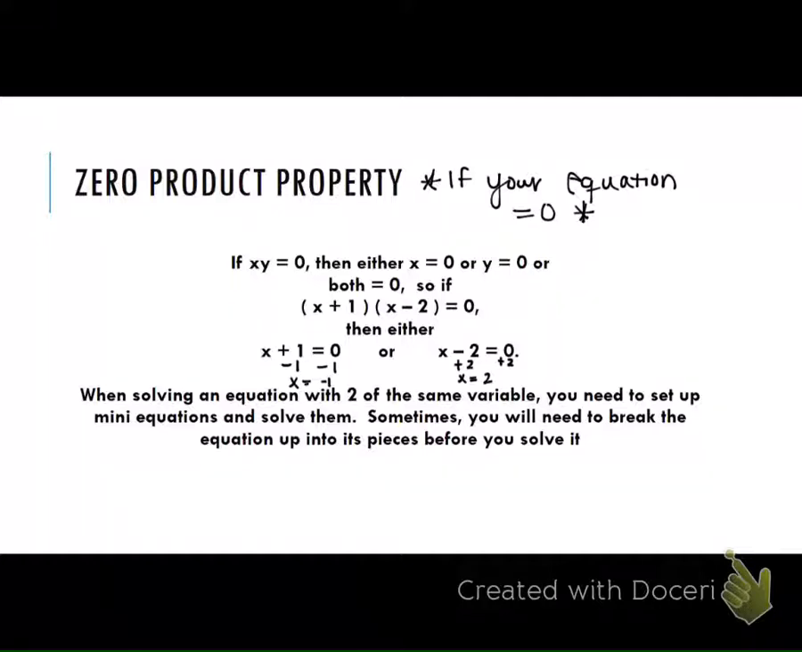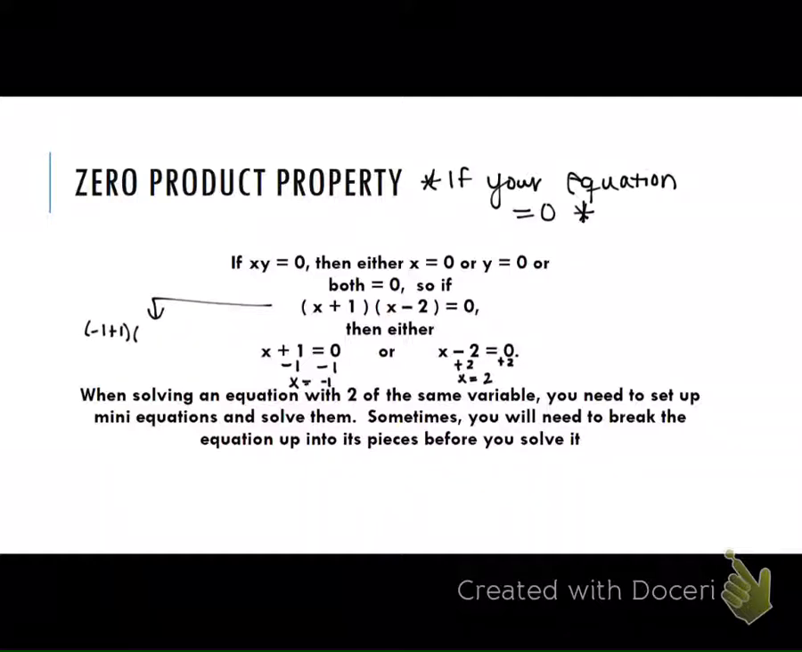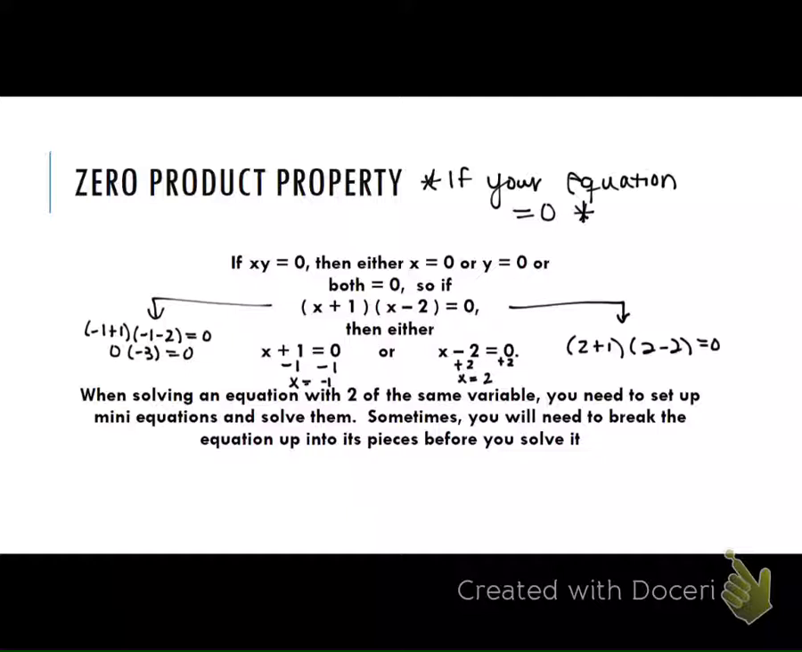So you'll notice when x is negative 1, if I substitute in negative 1 here, I have negative 1 plus 1, negative 1 minus 2 equals 0. So that's 0 times negative 3, which is 0. I'm going to do this because other people were confused anyways, because some people are more visual. I just thought you did it from that equation. So then we have 2 plus 1 and 2 minus 2 equals 0. Well, 3 times 0 is 0. So do you notice that if you solve these, it tells you what exactly will make that equation 0? Again, this only works if you are set equal to 0.